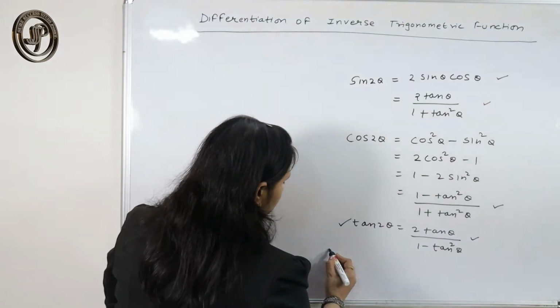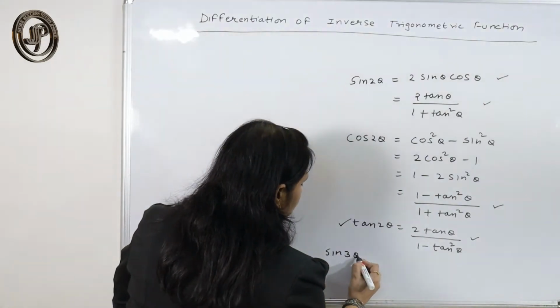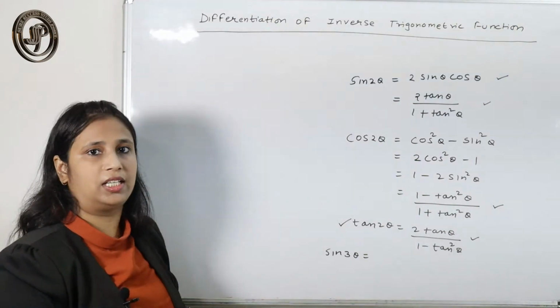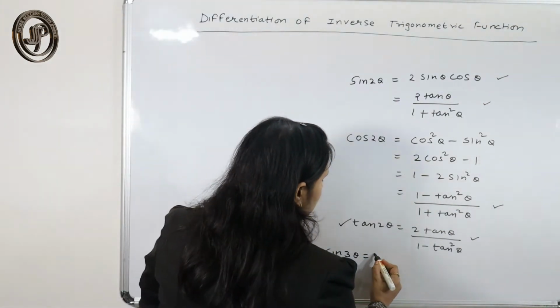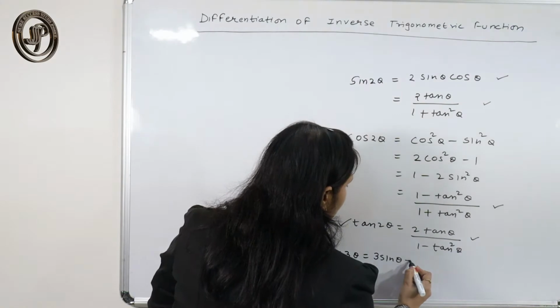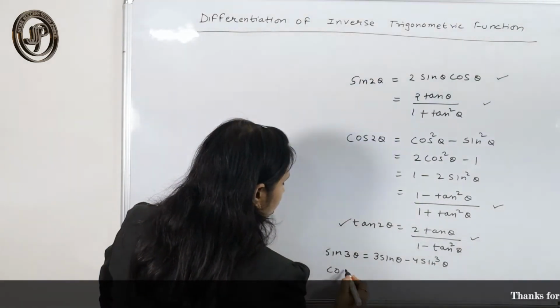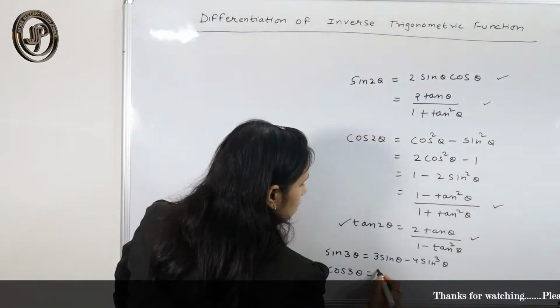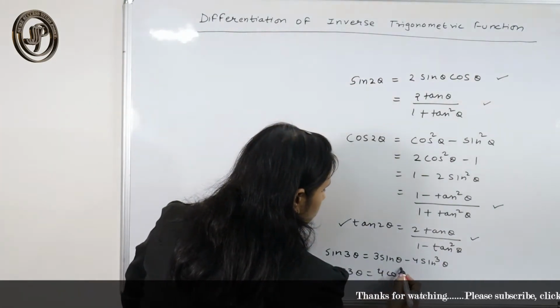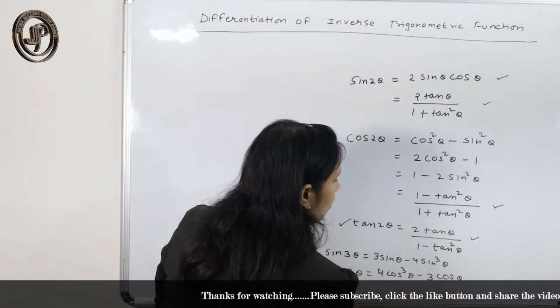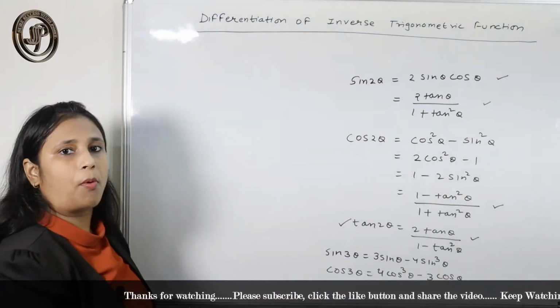Three more important formulas. One is sin 3 theta. Tell me, what is the formula of sin 3 theta? Sin 3 theta is 3 sin theta minus 4 sin cube theta. Cos 3 theta is 4 cos cube theta minus 3 cos theta. So that is also important.